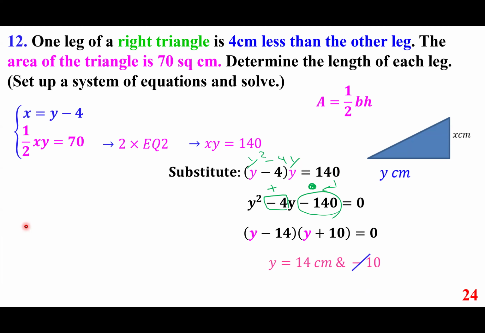Y equals 14. If y equals 14, x must be 14 minus 4, or 10 centimeters. And I hope you see we can easily verify with the second equation. 10 times 14, 140, times 1/2 is equal to the area, which is 70. So you can quickly check it out.